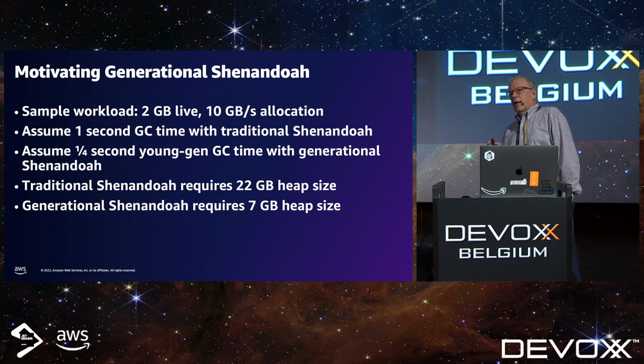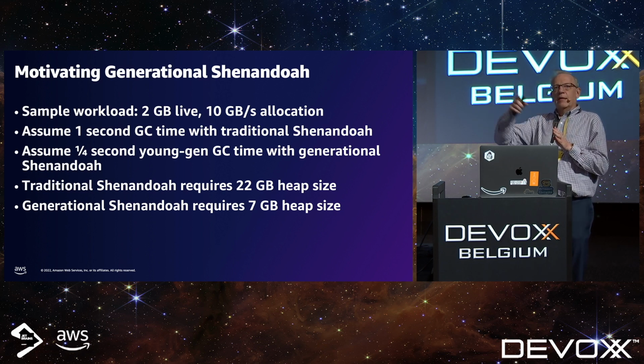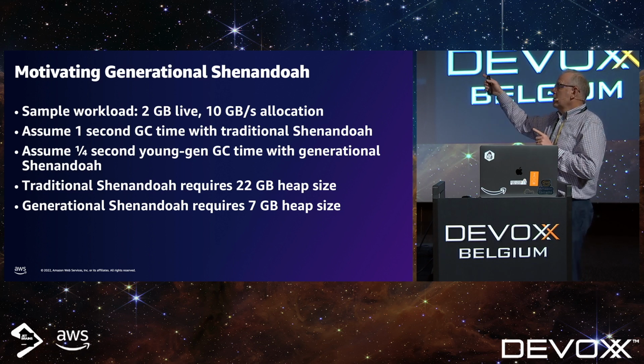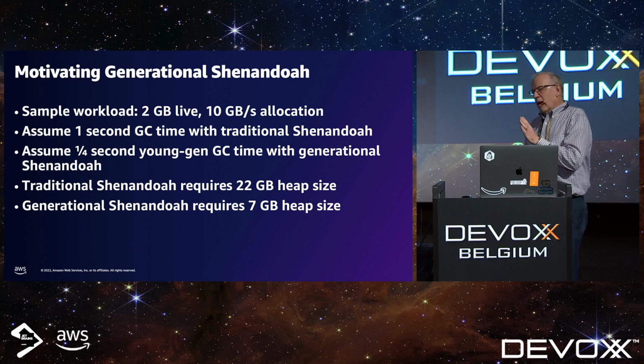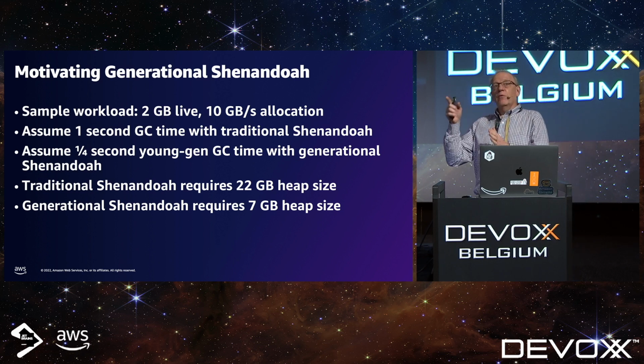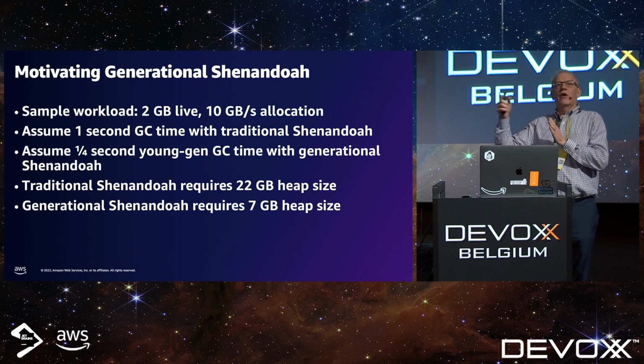So during that second of time, I'm going to allocate 10 gigabytes of memory. So I need to have a runway of at least 10 gigabytes of memory so that I don't run out during the second that I'm doing my garbage collection. Meanwhile, I have 2 gigabytes live at the start of garbage collection, so I need 12 gigabytes total to finish the first garbage collection. It gets worse, though, because as soon as I'm done with the first garbage collection, I have to start another garbage collection.